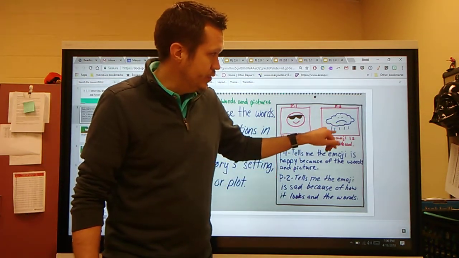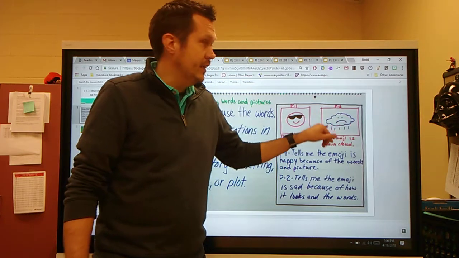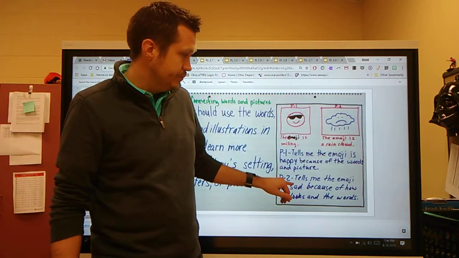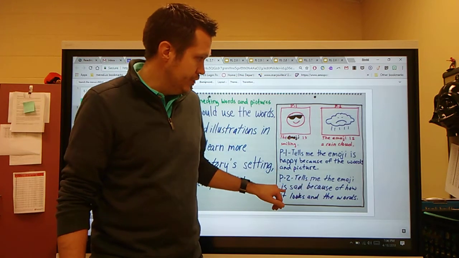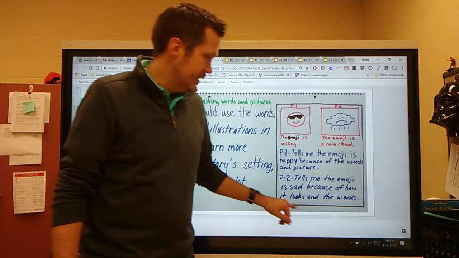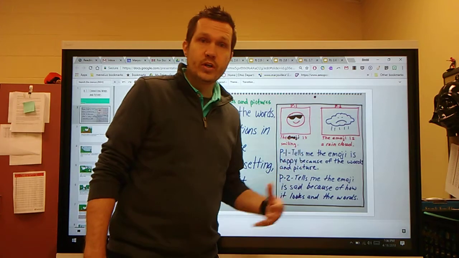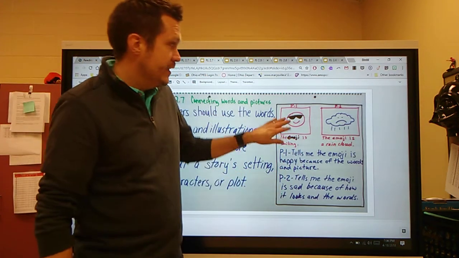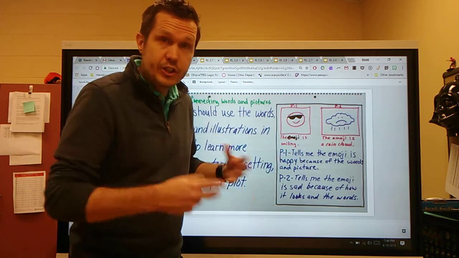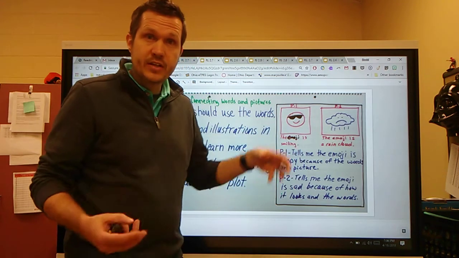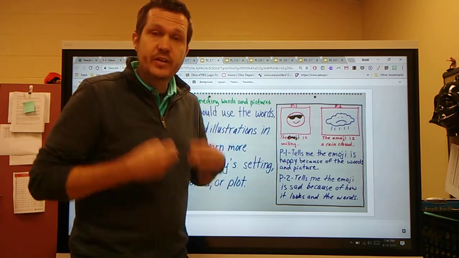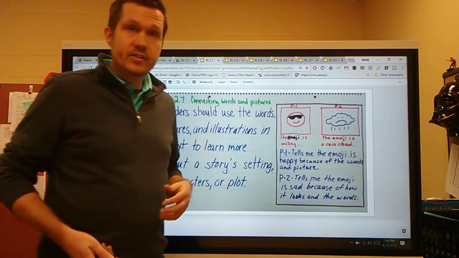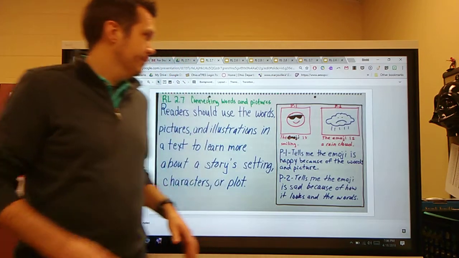And in passage 2, the picture's telling me that the cloud is sad, and the words are also telling me that clouds are sad. So this tells me the emoji is sad because of how it looks and the words. So what you need to do in your reading is to pay attention to the pictures the author shares and the words the author shares, and then connect those two to figure out how characters are really feeling and what the setting looks like and those kinds of things. So let's explore that, okay?